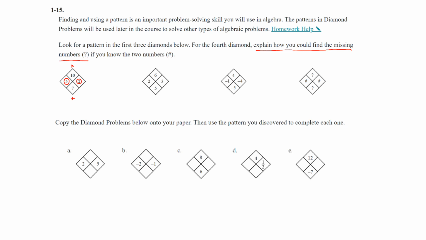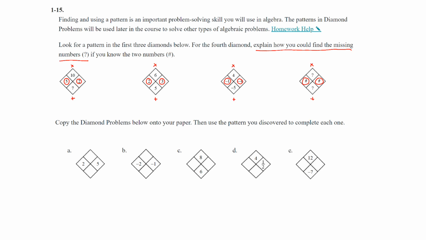Now the question is, does this work for the other 2? So once again, 2 and 3, do they add to give you 5? Yes. And do they multiply to give you 6? Yes. Let's try the last one. Negative 1 times negative 4. Well, let's add first. Negative 1 plus negative 4 is negative 5. And then negative 1 times negative 4 is 4. So it looks like all of them check out. So what we think here is that this number times this number gives you the top part, and then if you add the 2, it'll give you the bottom number.